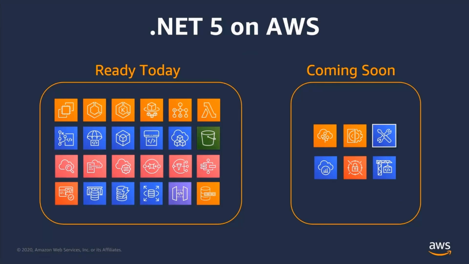And turning our attention to .NET 5 on AWS, we have a number of services and tools available today that are .NET 5 compatible. And then we have the 6 options that I show that are coming soon. So we have, as I mentioned earlier, our Elastic Beanstalk, our image builder, our toolkit updates that will support the Beanstalk updates, our X-Ray service, Secrets Manager, and AWS CodeBuild.